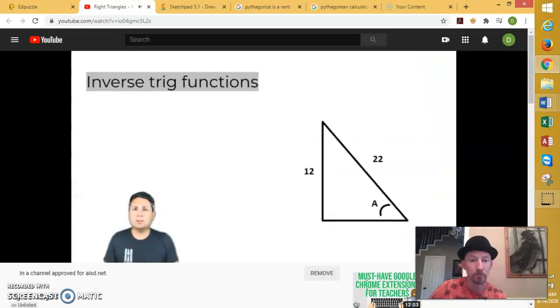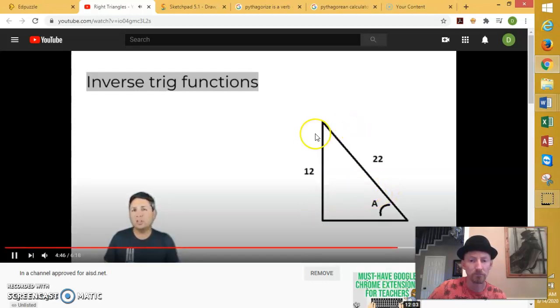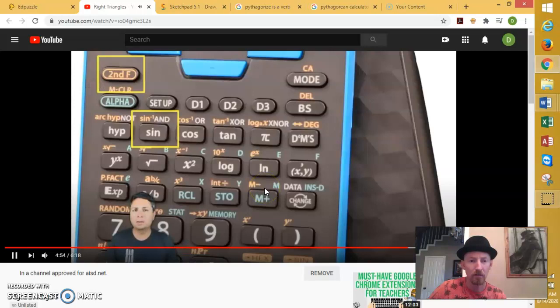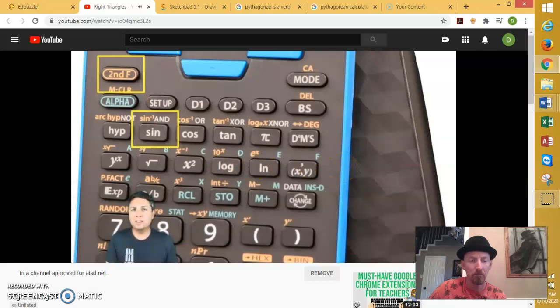Finally, let's look at how you can use trig functions to find a missing angle. In this picture, we know that the side opposite angle A is 12 units long, and the side adjacent to angle A is 22 units long. Jason, how can we find angle A? Look at your calculator. It probably has a second function that makes buttons do 2 different things. So if you push second, then sine, you're doing the inverse sine, which looks like sine to the negative first power.